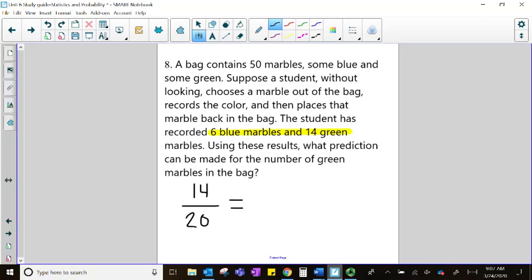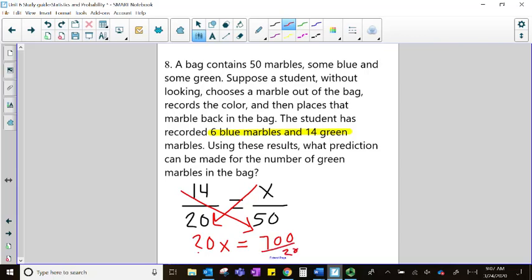Now we're going to make a prediction, so we're going to use a proportion. How many would that be, the part, out of the whole 50 marbles? Then you're going to do cross multiplying, 14 times 50, and you're going to get 700. Other side, 20 times x, 20x. Divide both sides by 20 to cancel this out and have the x by itself, and then you'll get that x is 35. So there must be 35 green marbles, we're going to guess, in that bag.